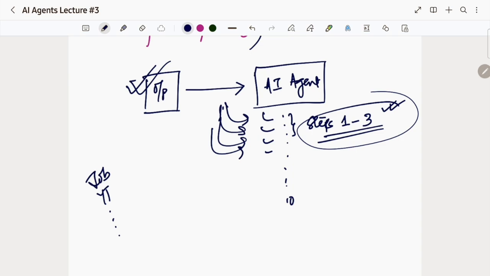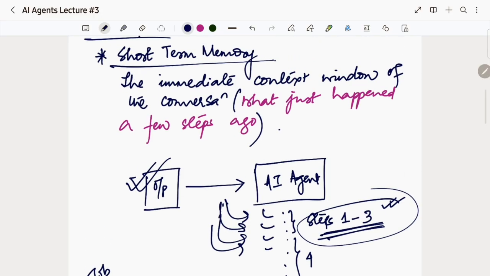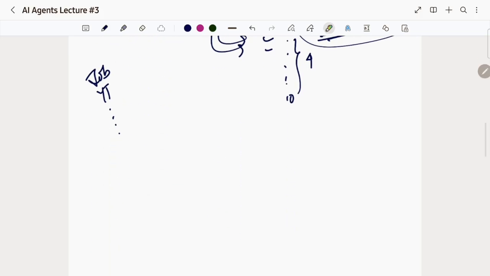So I have completed steps 1 to 3 today. Tomorrow, or let's suppose 2 days later when I come back, let's suppose I don't remember till what I have done. So I will need some kind of a reminder of how much we have done and the process in which we have completed it, so that we can move on from step number 4. So how will we keep track of what we have done? Through short term memory: the immediate context window of the conversation, what just happened a few steps ago. This is what we mean by short term memory.